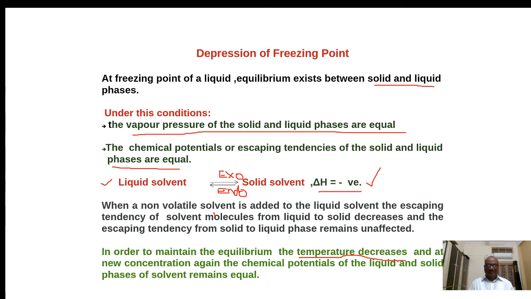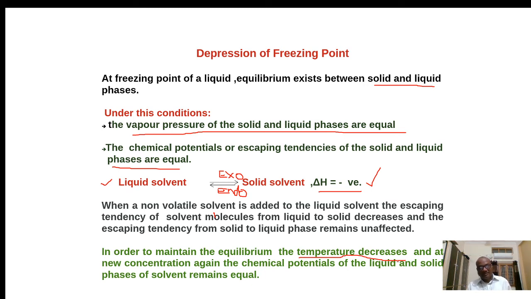We know that P naught is greater than P. Vapor pressure of solvent is greater than vapor pressure of solution. When you dissolve a non-volatile solute into solvent, the vapor pressure decreases. The vapor pressure is a function of temperature. That's why the freezing point decreases. This is one of the reasons we can give. What is the second one actually?